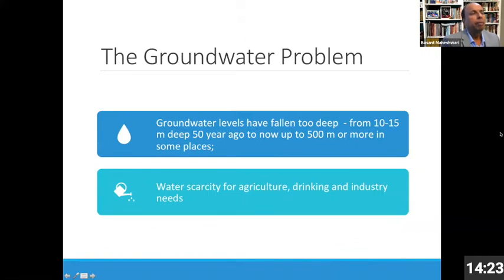As we all know, the problem of groundwater is that groundwater levels are falling. What used to be 10 to 15 meters in the area where we worked has now gone up to 500 meters or even more. And water scarcity for agriculture, drinking, and industry needs, they all are suffering.